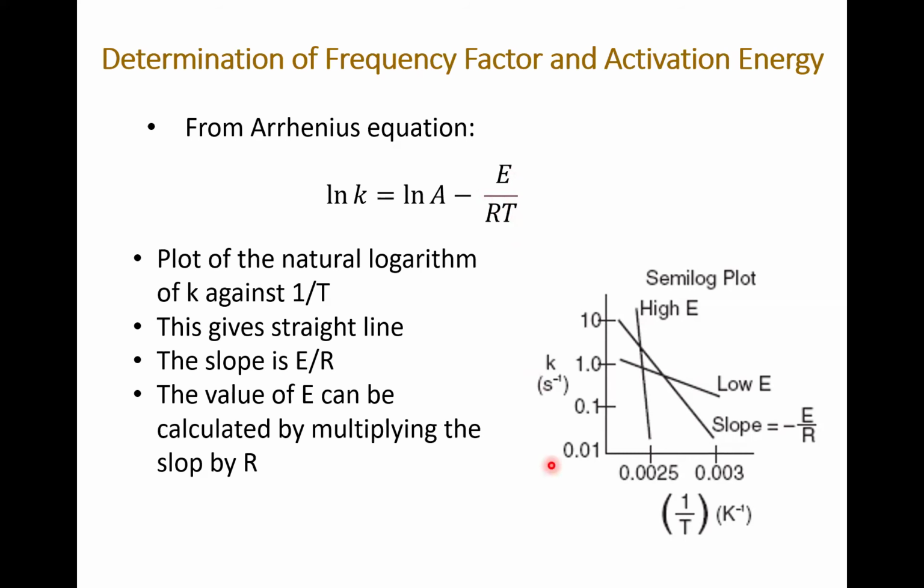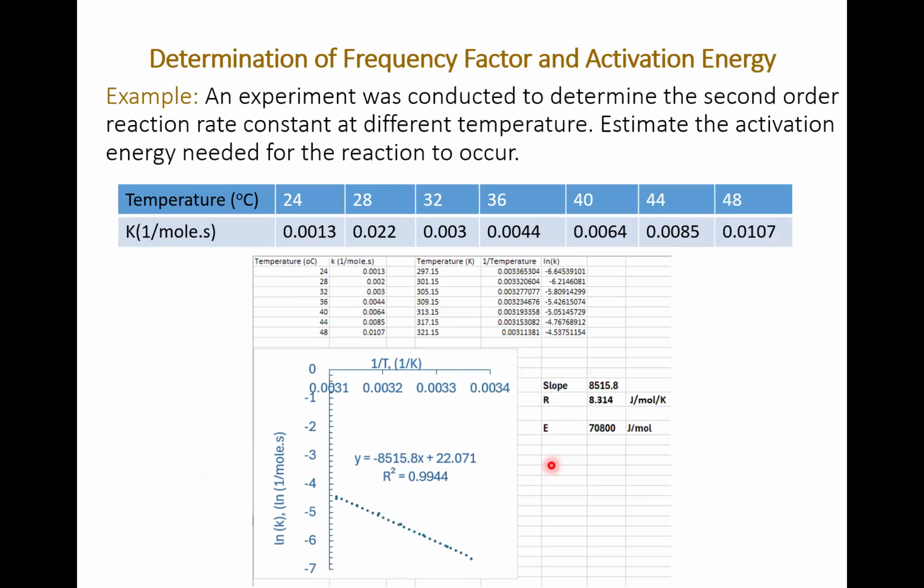Let's go to an example very quickly. An experiment was conducted to determine the second order reaction rate constant at different temperatures. Can you estimate the activation energy needed for the reaction to occur? Here, these are temperatures in Celsius, from 24 until 48, and here this is the rate constant K. These values were determined. Can you calculate the activation energy?